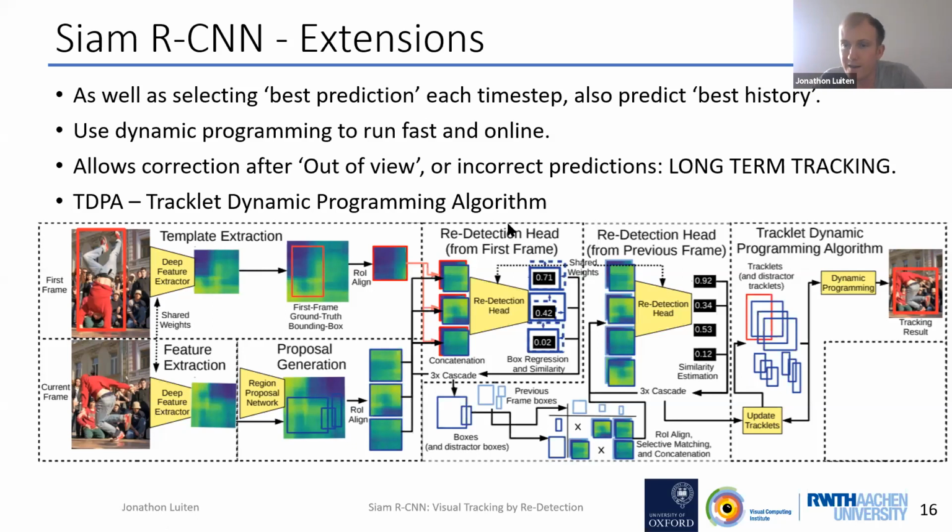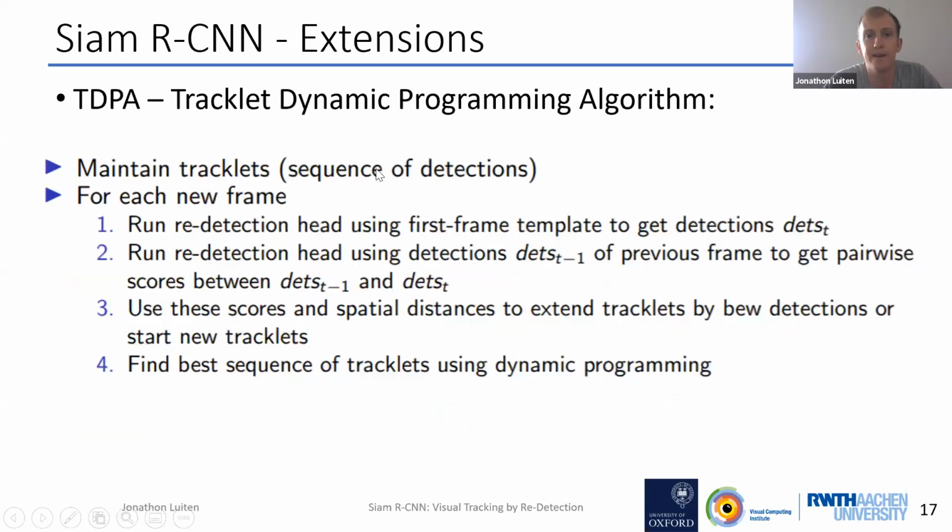So, okay, my diagram doesn't really show how this works, but I think there's another slide. Yes, okay. So how does this work? We maintain what we call tracklets. A tracklet is like a short tracking result. You have detections that are connected and contiguous in time, but they don't necessarily span the whole video. It might just be 5 frames, it might be 6 frames.